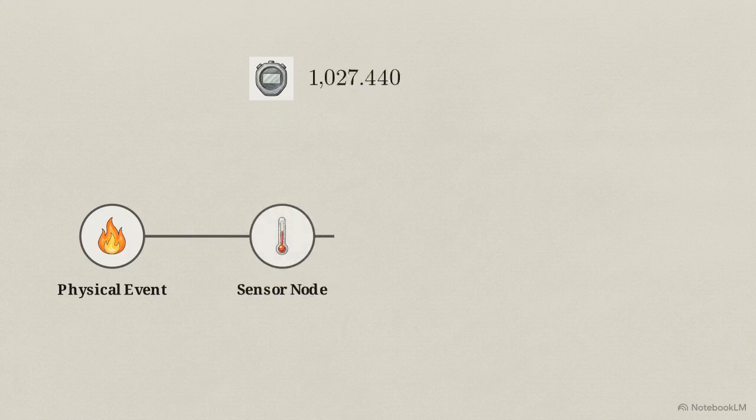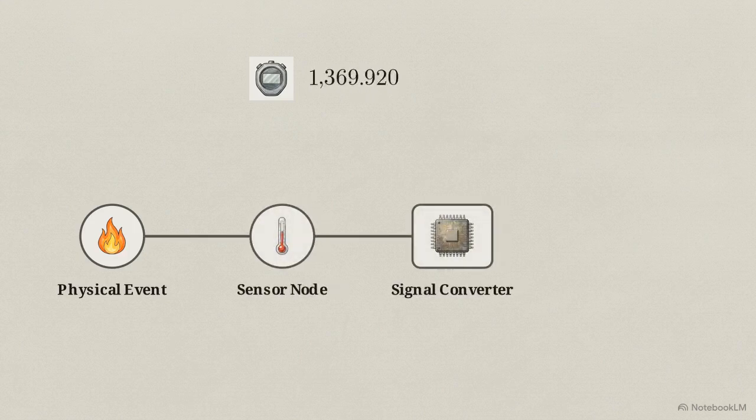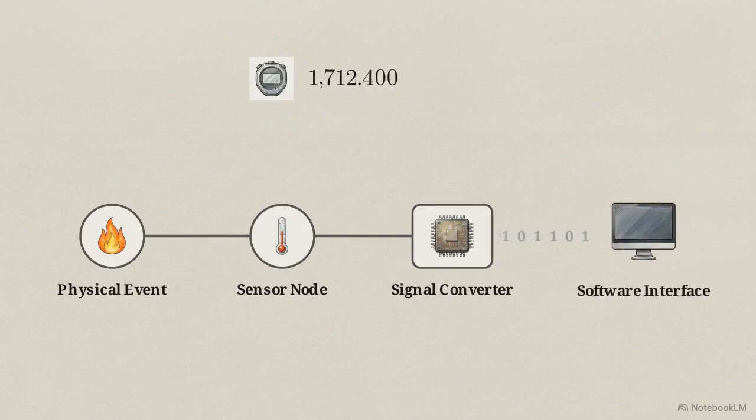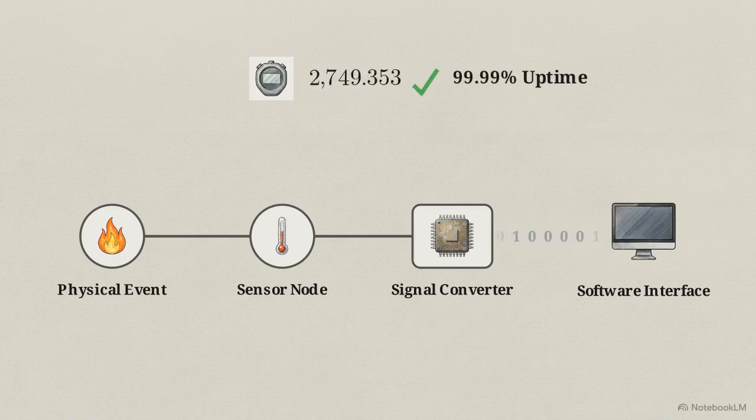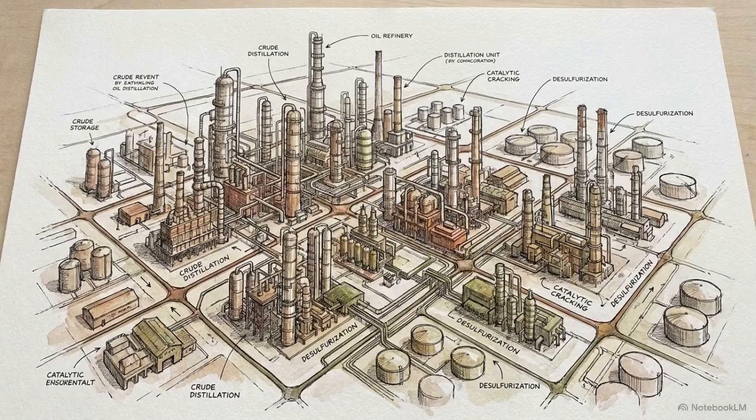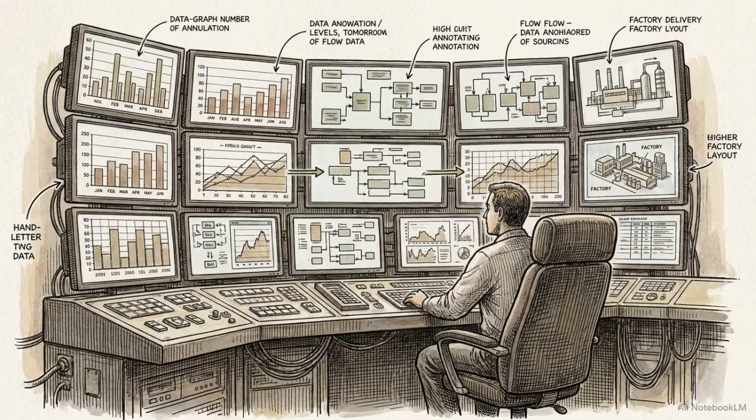The macro architecture of a DAC follows a strict linear sequence. It starts out in the field with a physical event, which is detected by a sensor node. That physical reading then passes safely through a signal converter and finally feeds into a software interface on a monitor. Because the conversion happens at incredibly high speeds, these networks maintain continuous monitoring with near-zero downtime. The entire pipeline functions as a digital nervous system. It gathers millions of data points, allowing human operators to safely manage massive, complex industrial plants entirely from remote screens.